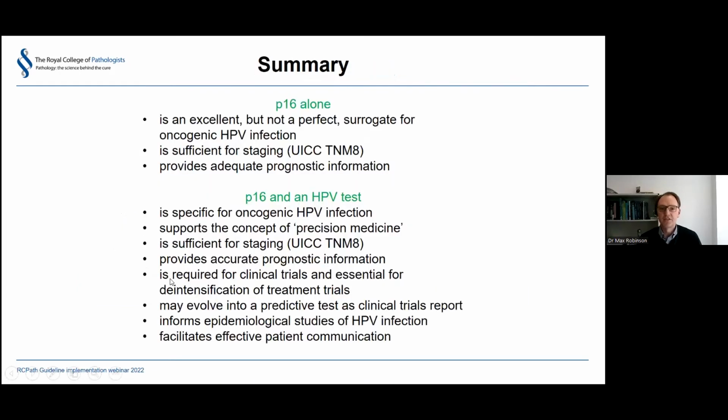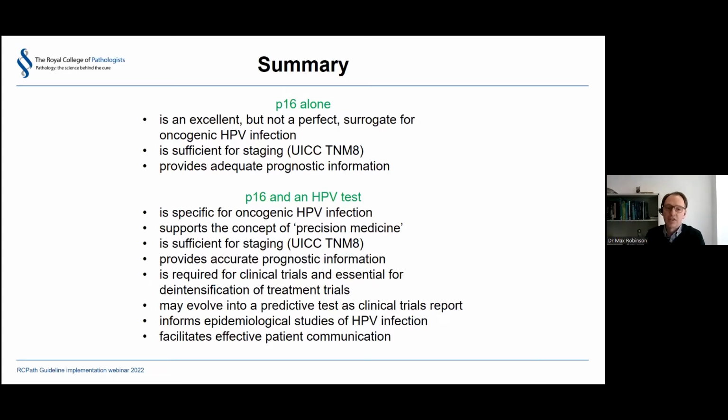So this is just my summary slide. P16 is an excellent but not perfect surrogate marker for oncogenic HPV infection. It is sufficient for staging in TNM8 and does provide adequate prognostic information. But I would argue P16 plus an HPV-specific test is specific for oncogenic HPV infection, supports the concept of precision medicine, which is the future, and is sufficient for staging.